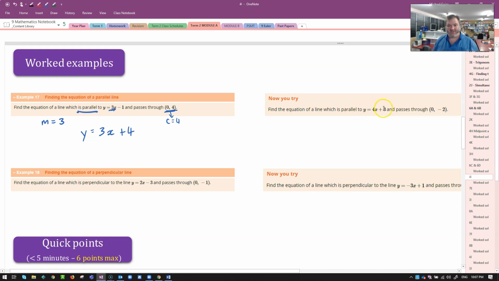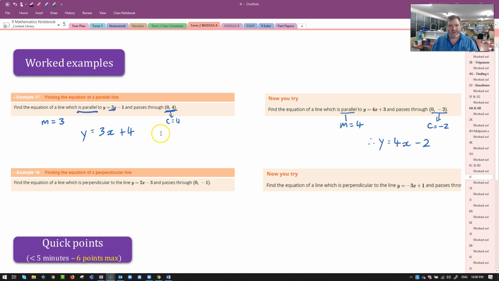A line parallel to this line, y equals 4x plus 3, passing through the point 0, negative 2. Have a go now. You've had a go. Yep, parallel, same gradient, so the gradient's 4. They tell me the y-intercept is negative 2, y equals 4x minus 2.